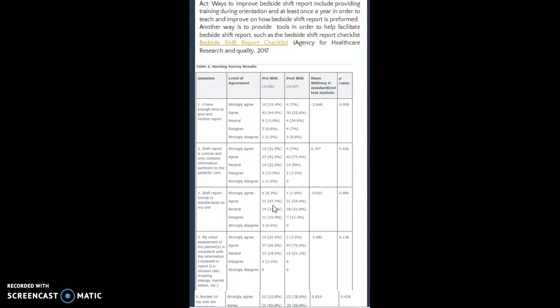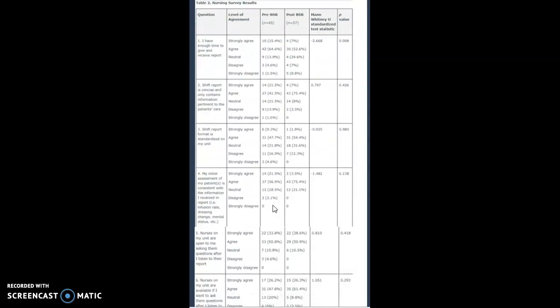Below my ACT section here, you will see the results of a nurse survey that was conducted on a study which was very similar to the one I have listed. It just asked questions to the nurses about how they felt about the use of bedside shift report. So you have questions such as, I have enough time to give and receive report. Shift report format was standardized on my unit, and nurses on my unit are open to me asking them questions after I listen to their report.